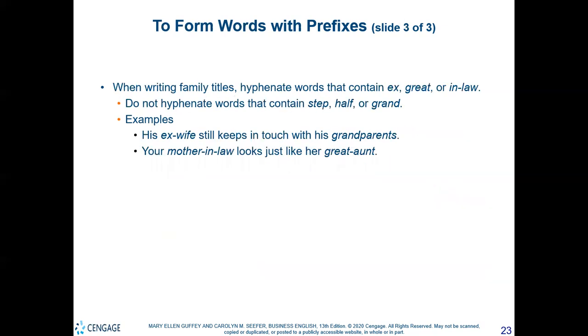To form words with prefixes: when writing family titles, hyphenate words that contain ex, great, or in-law. Do not hyphenate words that contain step, half, or grand. Examples: His ex-wife still keeps in touch with his grandparents. Your mother-in-law looks just like her great-aunt.